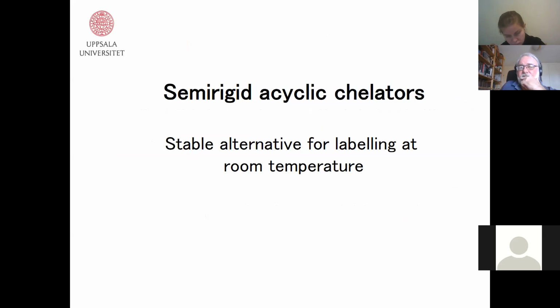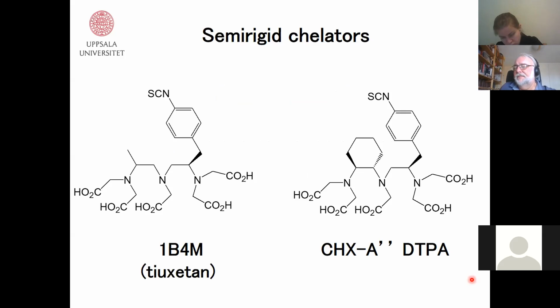Well, as I mentioned, that disadvantage of macrocyclic chelator is warming, and far not every protein can be warmed without denaturing. The solution came in form of so-called semi-rigid acyclic chelator.